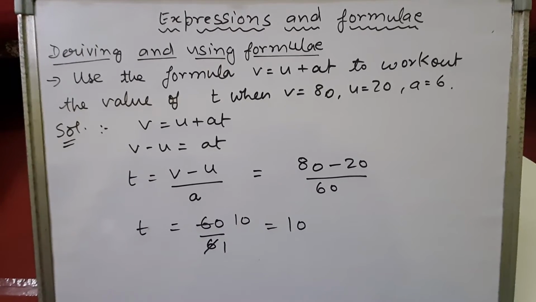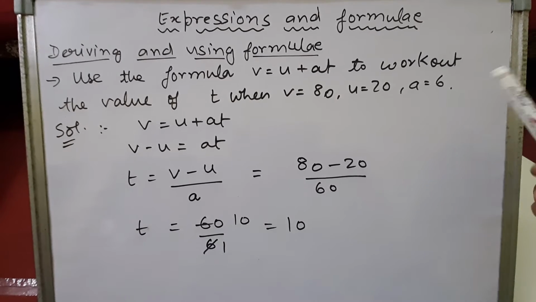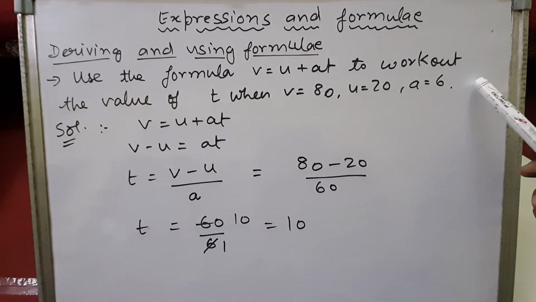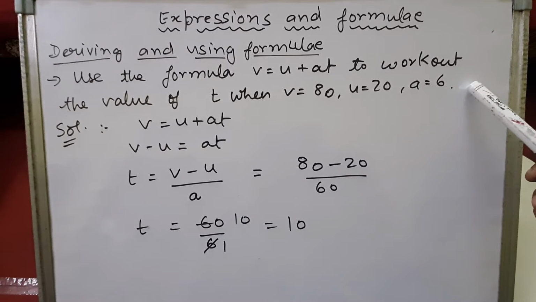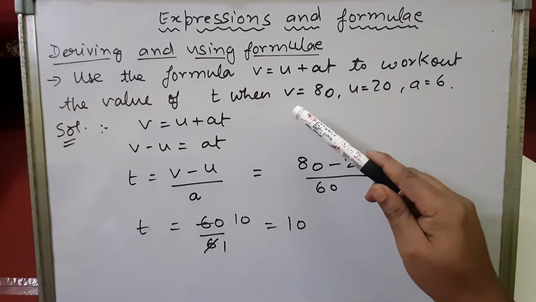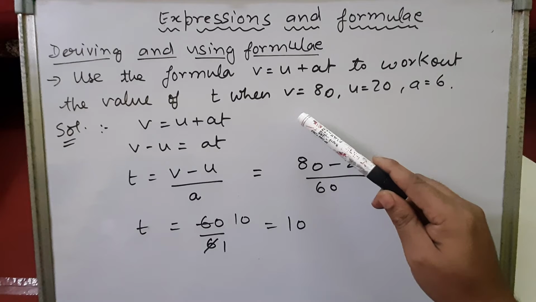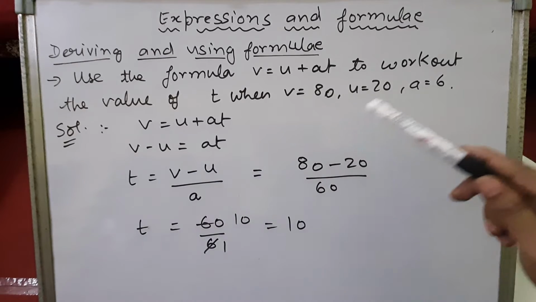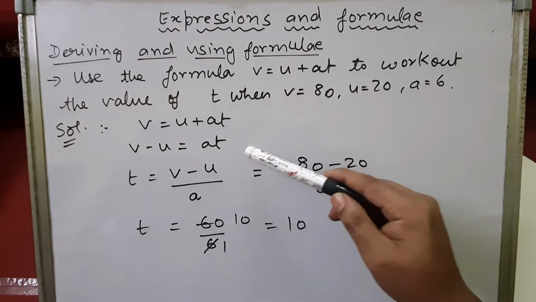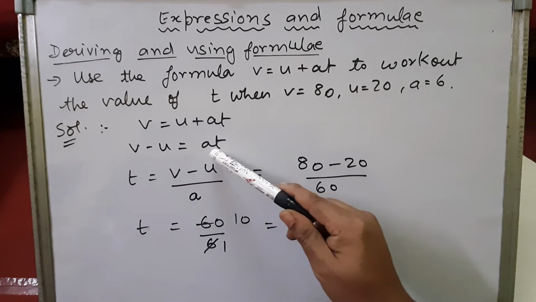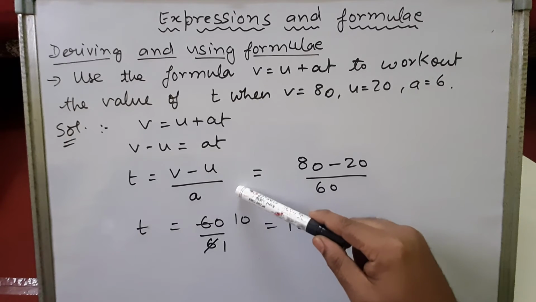Let's see another sum. In this sum, it is given to use the formula V equals U plus AT to work out the value of T when V is 80, U is 20 and A is 6. In the formula the subject is V. For calculating the value of T, we have to make T the subject. In the formula V equals U plus AT, first we transfer U to the left hand side. It becomes V minus U equals AT. Then to make T the subject, we cross multiply A here. So T will be V minus U upon A.